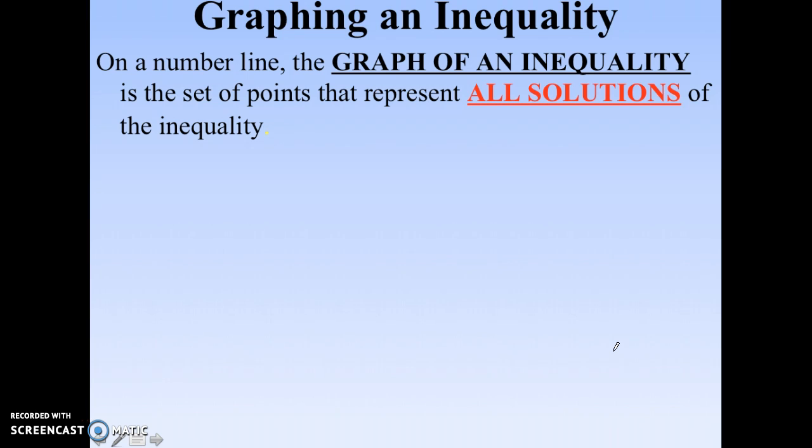So how do I graph an inequality on a number line? Well, just remember that an inequality includes many solutions. So we want a graph that represents all of these solutions to the inequality. So let's start off with an example. Graph x is less than 8. Well, let's think. What numbers are less than 8? 7, 6, 5, 4, 3, 2, 1, 0, and all the negatives.